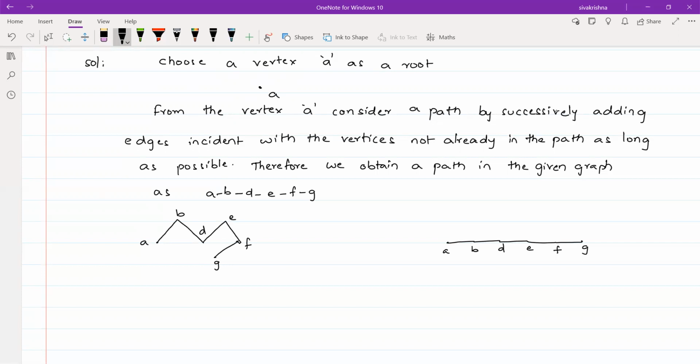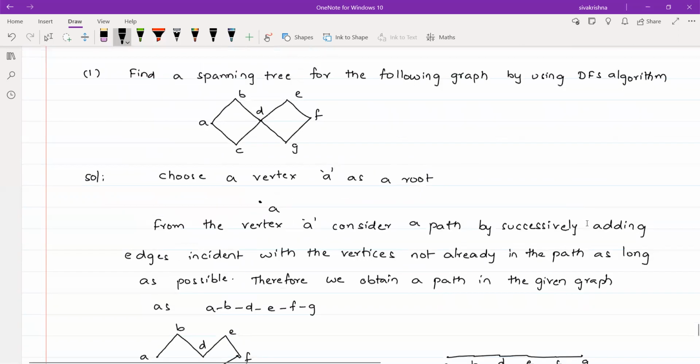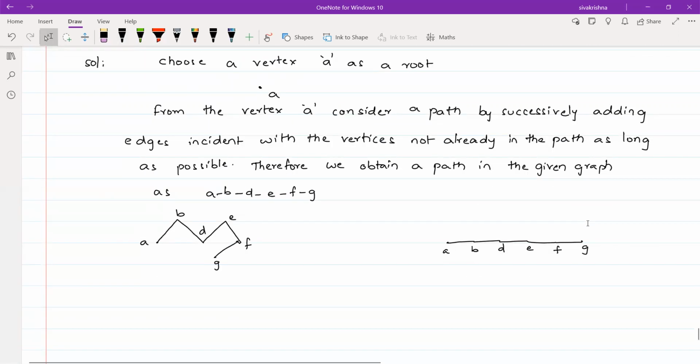So coming back to our graph, in our graph, we contain 7 vertices. So if all the 7 vertices are present in that particular path, then we have to stop at that point and we say that is a required spanning tree. But in this path, we are not having all the 7 vertices. Okay, we are having only 6 vertices.